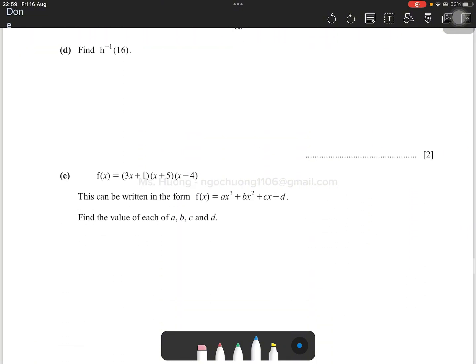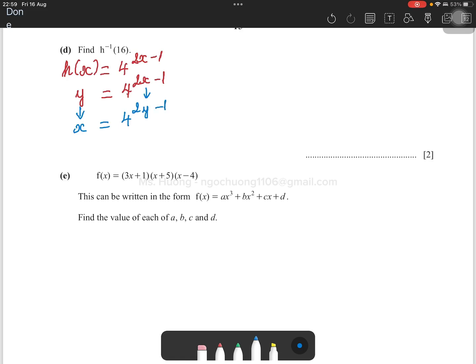D. Find the inverse of h of 16. First, we see that the function h of x is 4 to the power of 2x minus 1. So I will write y equals 4 to the power of 2x minus 1. If we want to find the inverse of this function, we need to change y to x, and we change x to y.